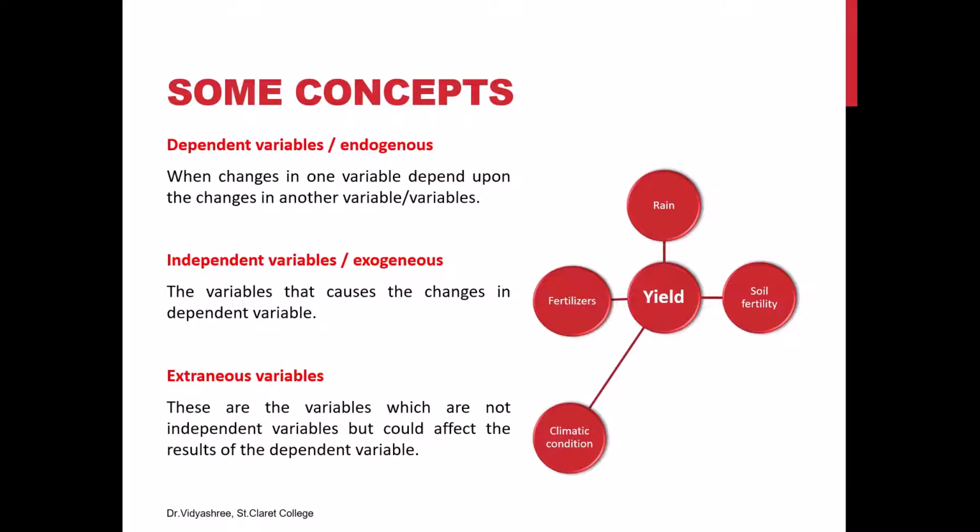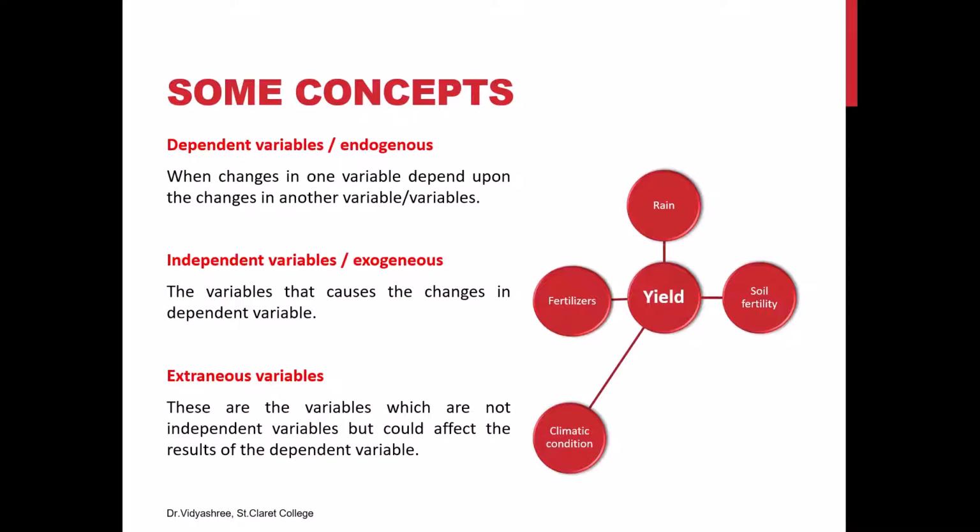The third variable is extraneous variable. Here also the name says it. These are the variables which are not exactly called independent variables but will have an effect on the dependent variable. So that is nothing but extraneous variable.